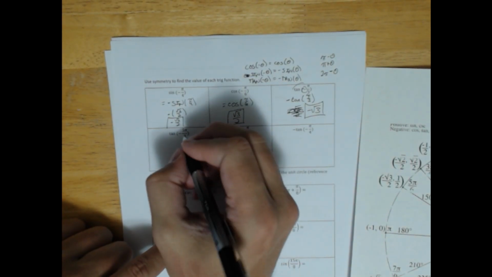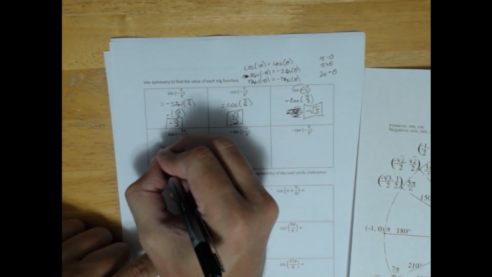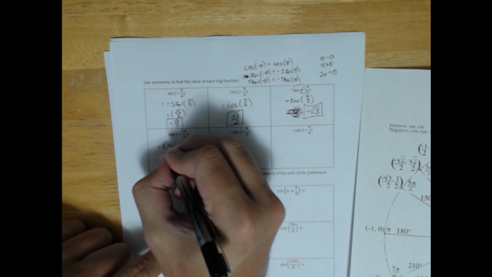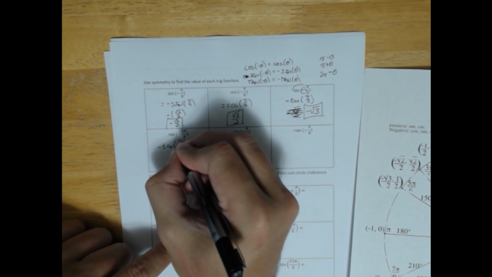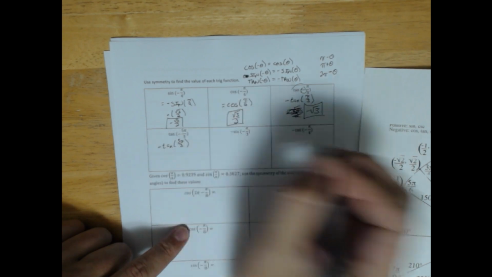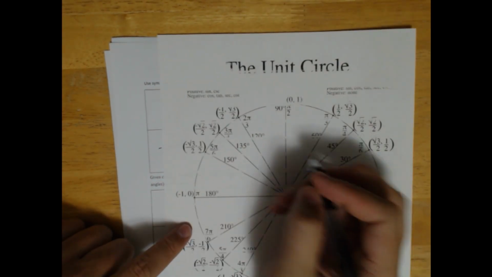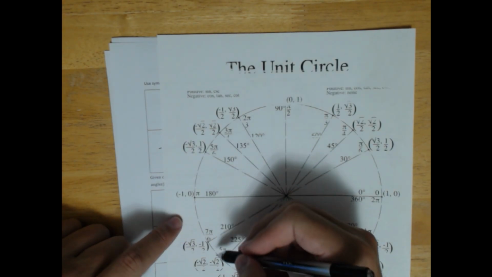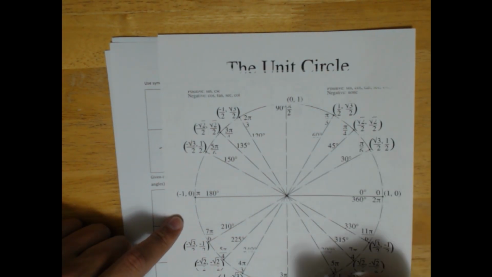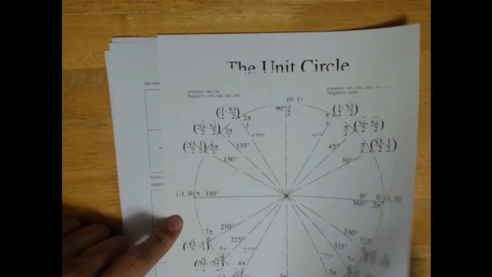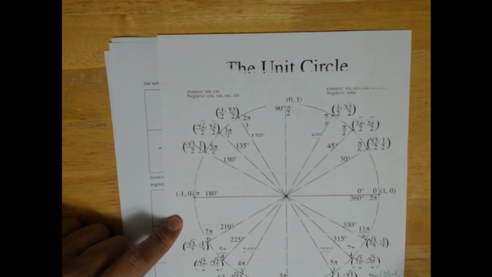Tangent again, so we can just pull the negative out. 5 pi over 3. And tangent of 5 pi over 3. 5 pi over 3 is right here. 5 pi over 3, that is a negative root 3.